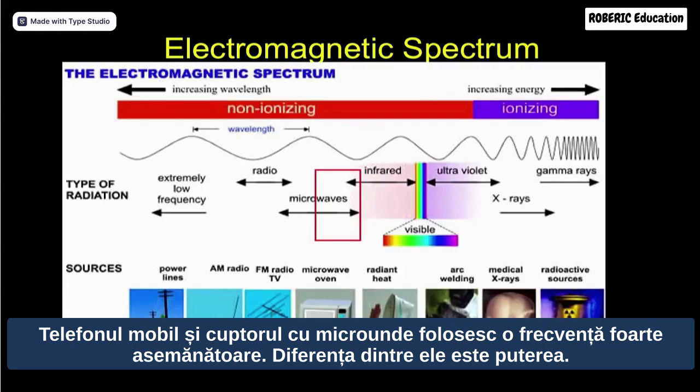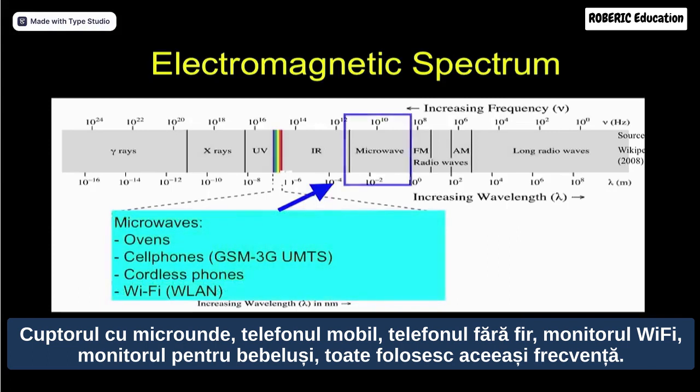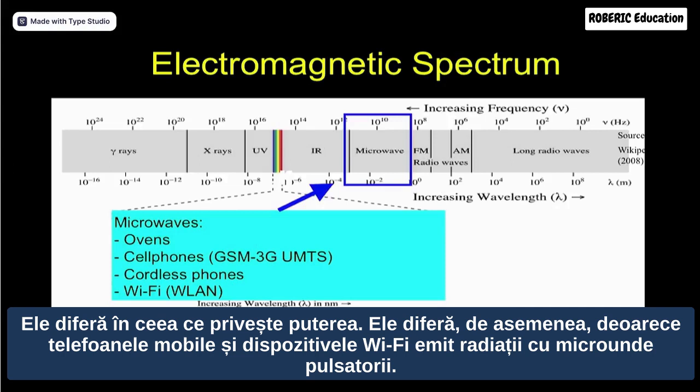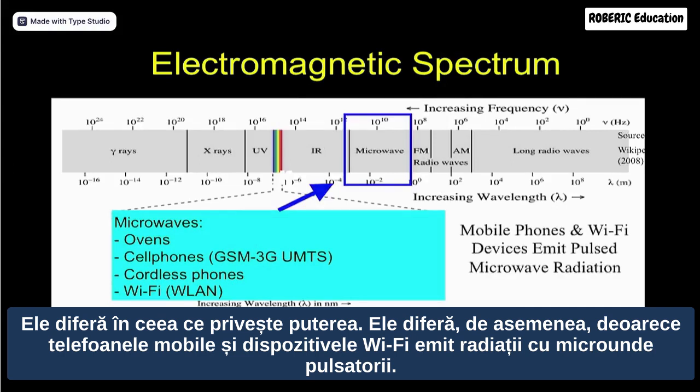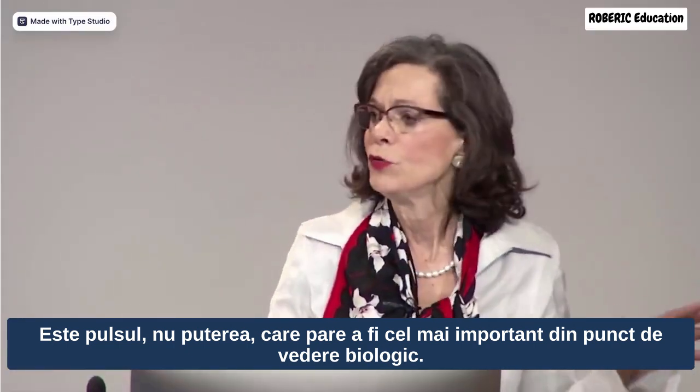The difference between them is power. The power of the microwave oven is 1,000 watts. And of course, that's power that can heat up a cup of water in maybe 60 seconds. The microwave oven, the mobile phone, the cordless phone, the Wi-Fi monitor, the baby monitor, they all use the same frequency. They differ in power. They also differ because mobile phones and Wi-Fi devices emit pulsed microwave radiation. It's the pulse, not the power, that appears to be biologically most important.